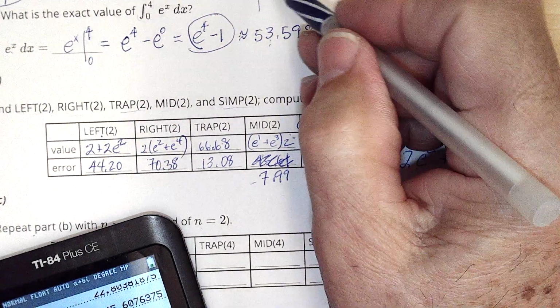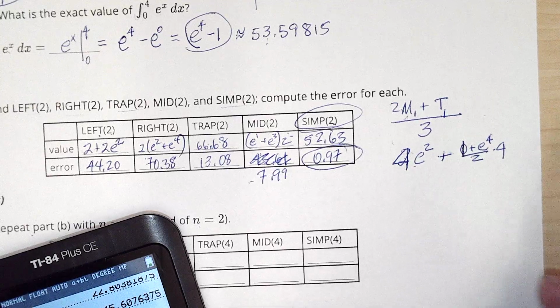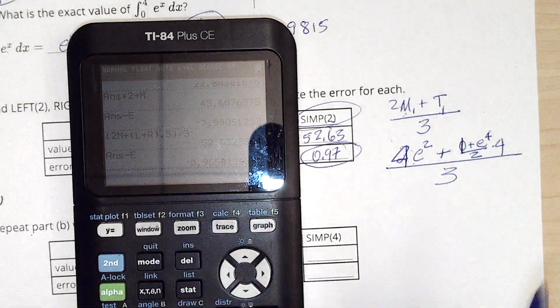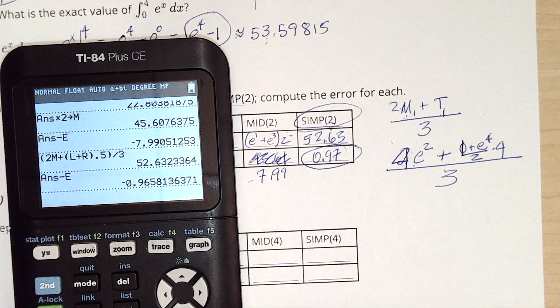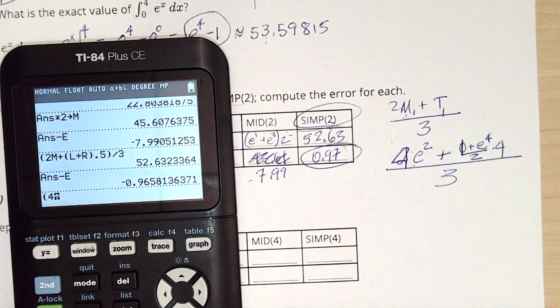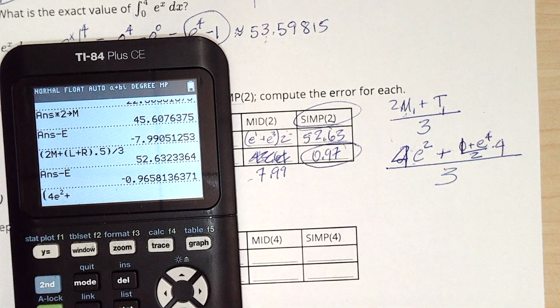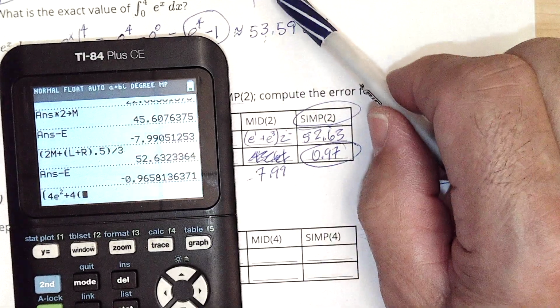Oh, and the midpoint should have been times 4 also, because the width is now 4 at the midpoint. So there's that divided by 3. That's what I should have typed in for Simpson 2. So let's work that one out. Parenthesis 4 e to the 2 to be at the midpoint plus the trapezoid is going to be the width of the interval times the average of the left and right hand heights.